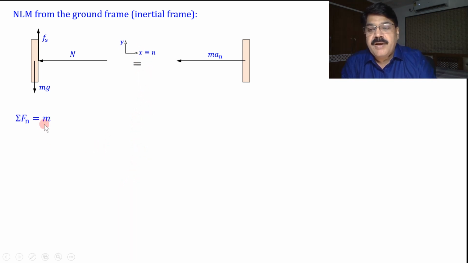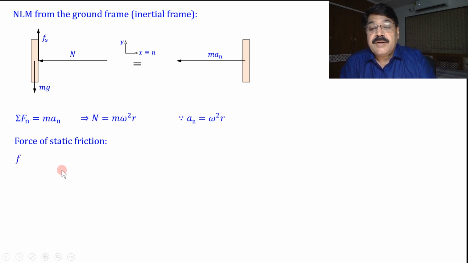Summation F_n is equal to m a_n. So what can we write here? N is equal to m omega square r, because for a_n we write omega square r, since velocity is not given, omega is given. So N we have calculated. Now we can calculate the force of static friction, where a_n is omega square r. The force of static friction F_s is less than or equal to mu_s into N. This is limiting friction. So F_s is less than or equal to mu_s m omega square r, because we have substituted the value of N here. So we have obtained the static friction.